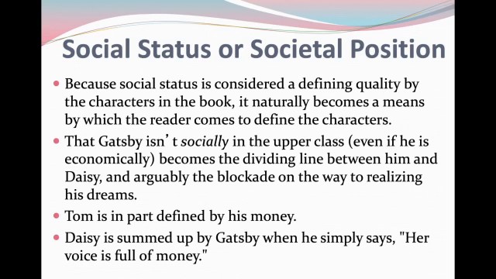Now, Gatsby has money, but he isn't socially in the upper class, and that becomes a dividing line between himself and Daisy, and arguably the blockade on the way to realizing his dreams of having her. Tom is in part defined by his money and therefore his social status, and Daisy is summed up by Gatsby when he simply says, her voice is full of money.